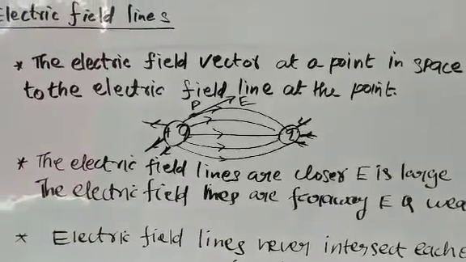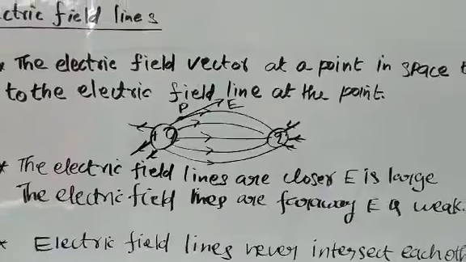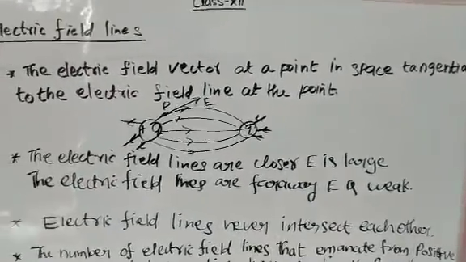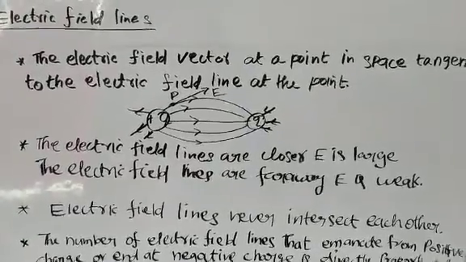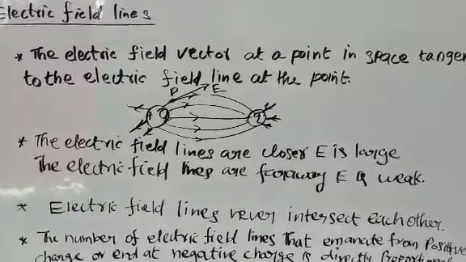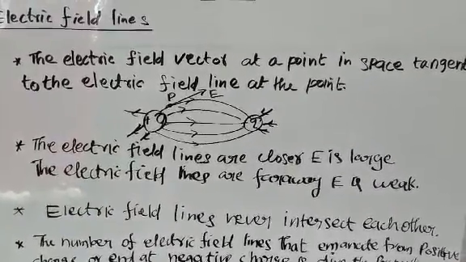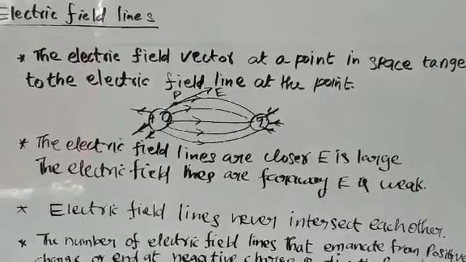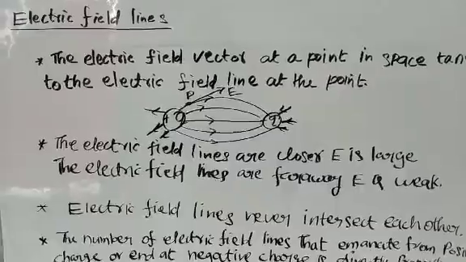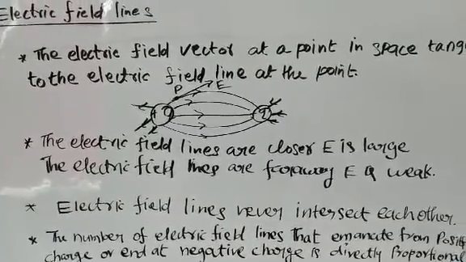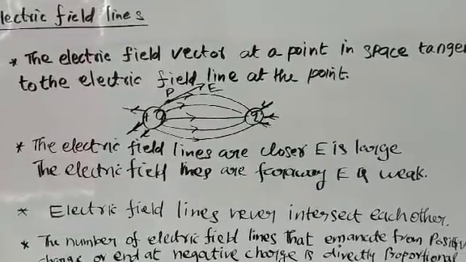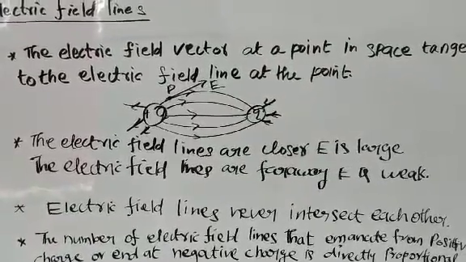Then point 2: the electric field vector at a point in space is tangential to the electric field line at that point. That is, the direction of E is given by the tangent to the electric field line drawn at that point. Next point: where the electric field lines are closer, E is large. Where the electric field lines are far away, E is weak.